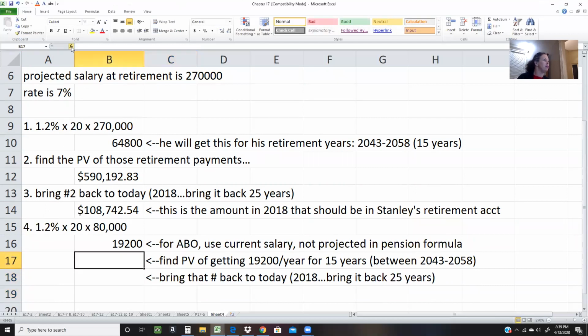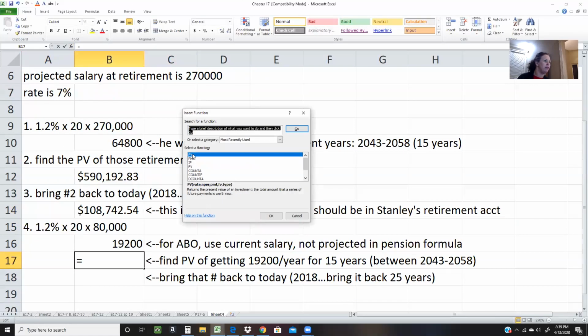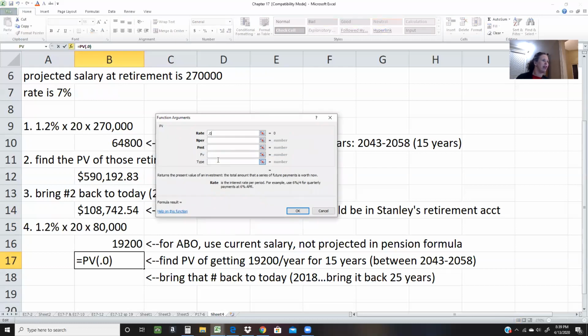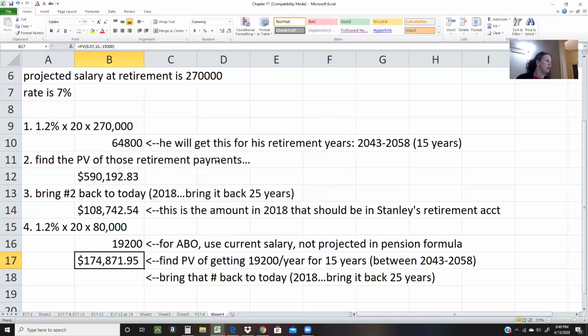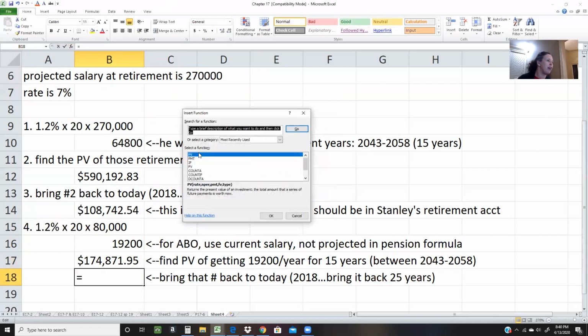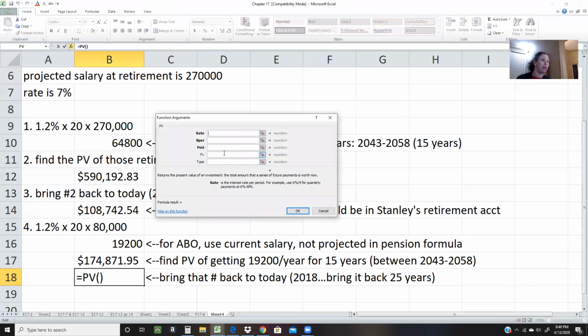So first thing, find the present value. Again, the rate used is 7% for this whole problem. And he's going to be in his retirement years for 15 years. And the amount of that payment is negative 19,200. So now instead of 590,000, we only have 174. That's a huge difference. And then from there, we find the present value and bring that back to today, which is 2018. So again, 0.07, we're bringing it back 25 years.